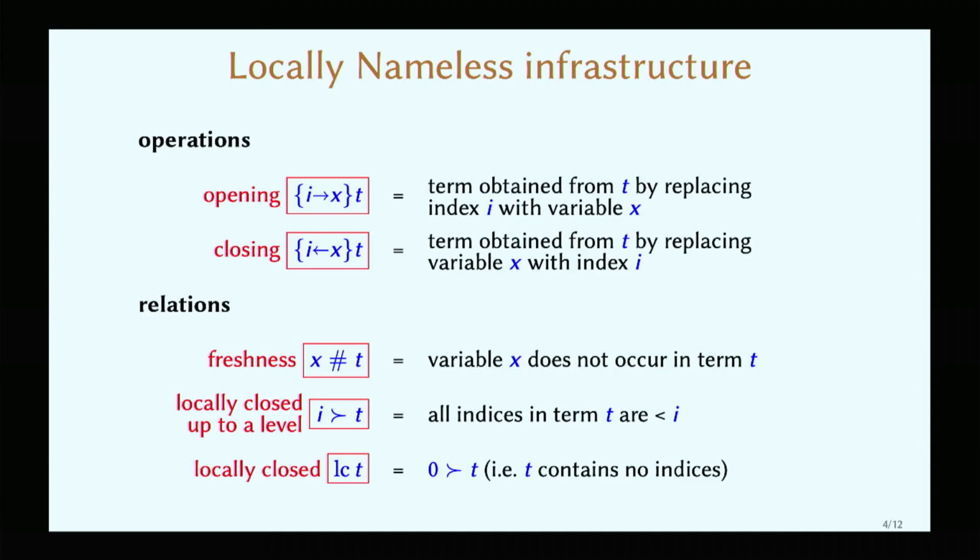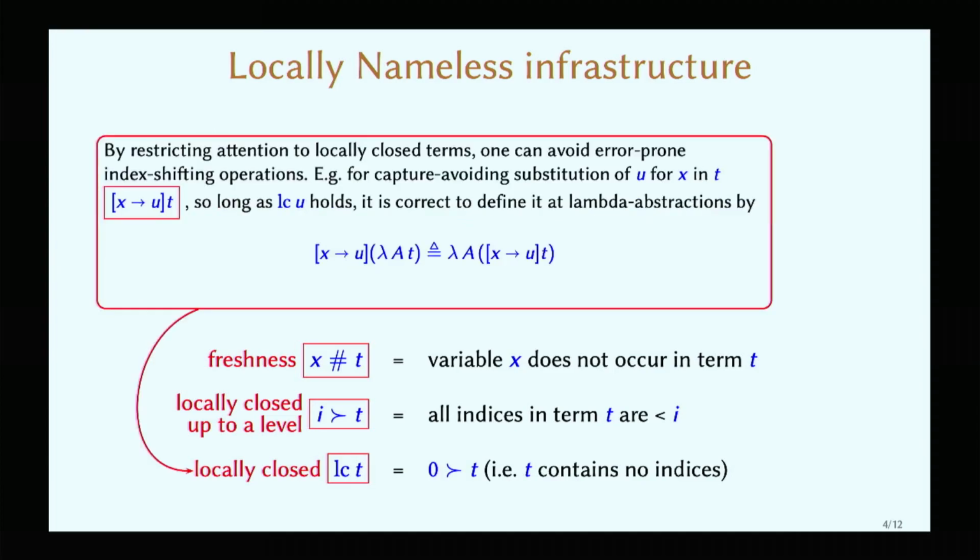So if we can restrict attention to locally closed nameless terms, then things are exceedingly nice. For example, if you did a definition of capture avoiding substitution, you can have a very simple clause for what happens when you substitute under a binder, just structurally pushing it through the binder without changing it. As long as the thing you're substituting is locally closed, then you won't need to do any index shifting when you go under the binder, and this will be a valid thing.